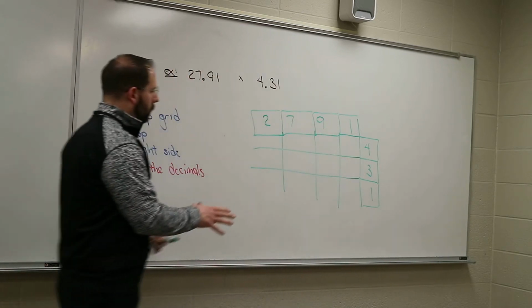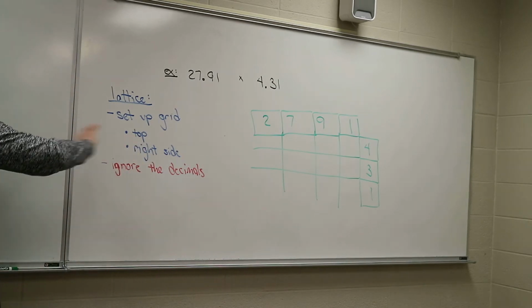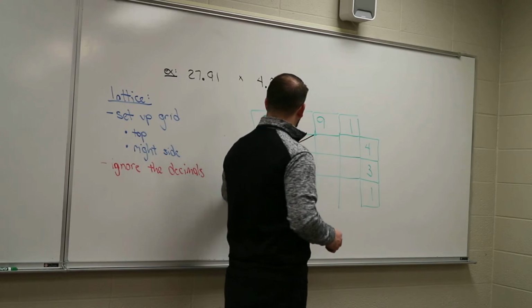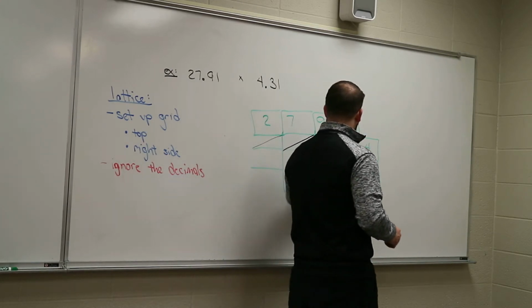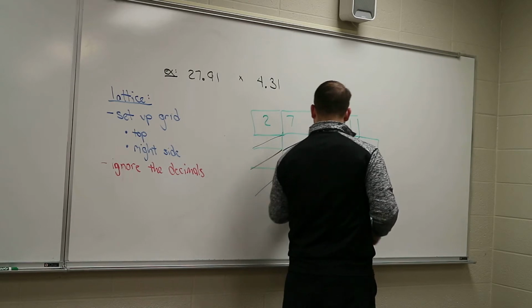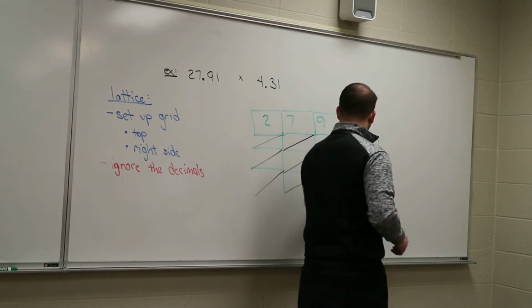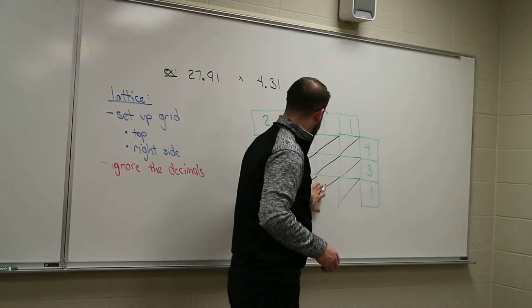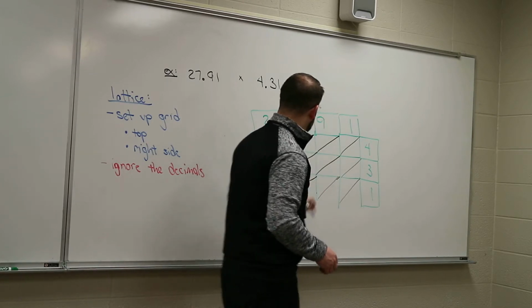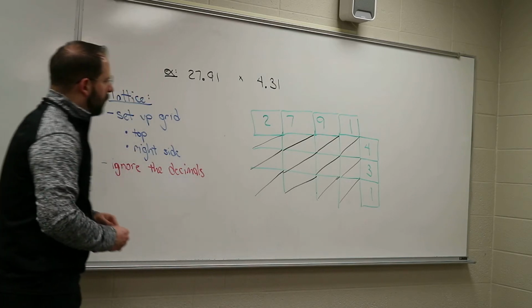Now when you start this, and you have all these set up and you have your numbers in there, you draw the diagonal lines through all the grids. And they just connect diagonally. Now some people don't do it the way that I'm doing it. They draw really long connecting lines. I just draw the diagonal lines per box. That still works.